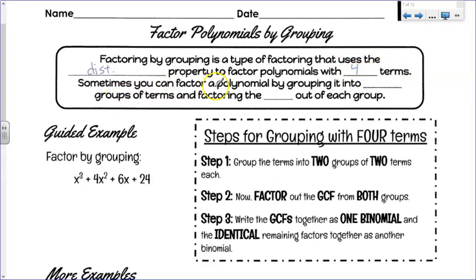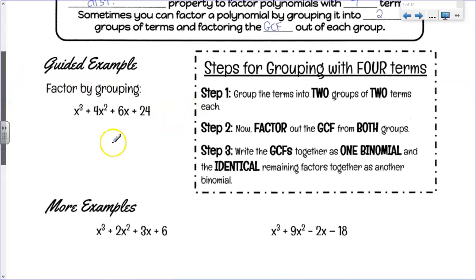Sometimes you can factor a polynomial by grouping into 2 groups of terms and factoring the GCF out of each group. Again, it only works when we have 4 terms. So let's look at this example. Steps for grouping with 4 terms. Group the terms into 2 groups of 2 terms each.